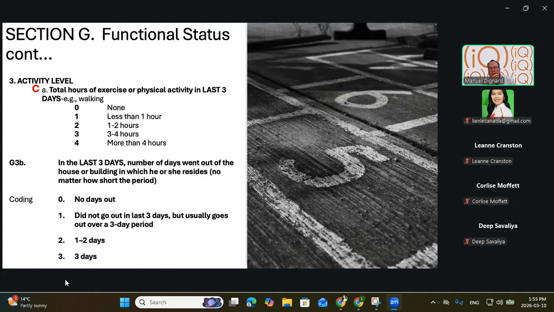CIHI query. So G3B, number of days they went out of the house or building in the last 3 days. So pretty straightforward, right? It's about social and environmental engagement. How often does this resident leave the building, or have they left over the last 3 days? Even if it's a short outing, it counts, right? So you are going to record how many days they went out, whether it was for a walk, an appointment, or just for some fresh air.